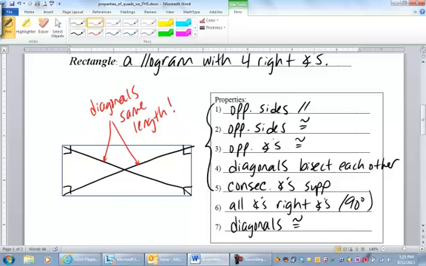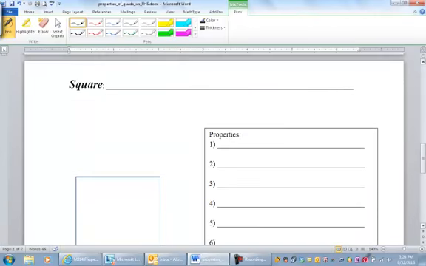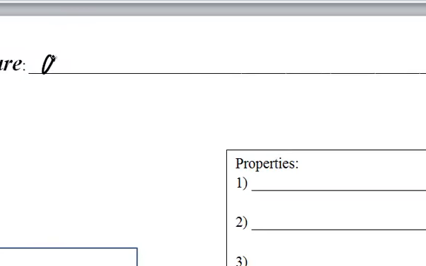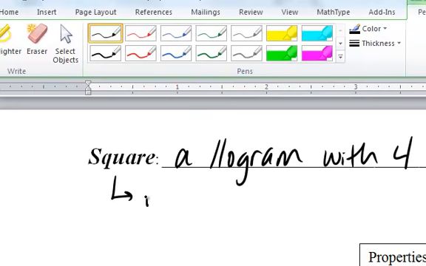Okay, and the last shape we're going to talk about for today is the square, and that's on the back side of your worksheet. And a square is basically a rectangle and a rhombus put together. It has every single property of both of those. So again, it's another parallelogram, and it has both parts, the rhombus and the rectangle, with 4 congruent sides and 4 congruent angles. So basically it is a rhombus and a rectangle.